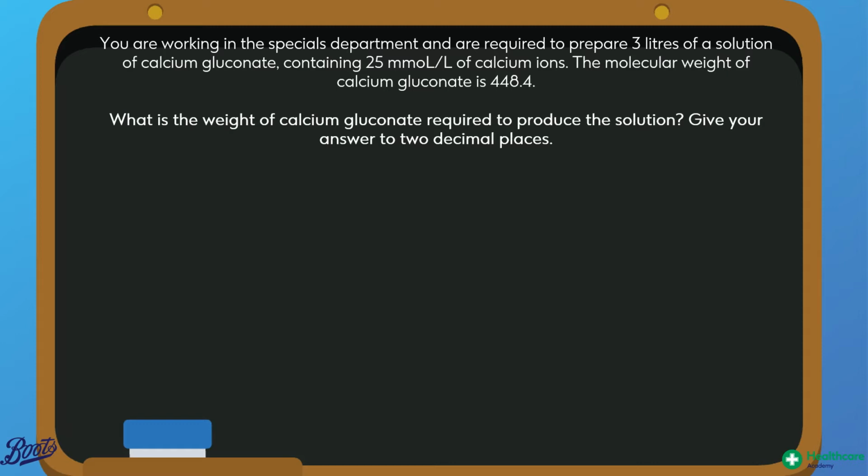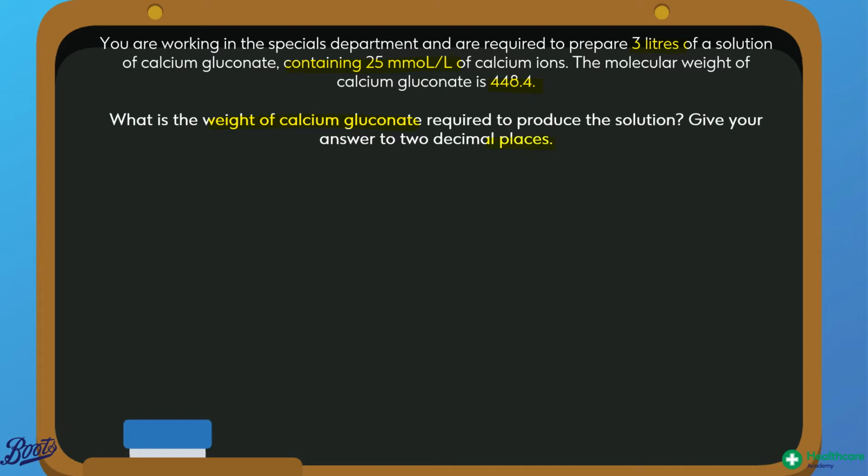So the parts of the question that we are going to highlight are 3 litres of solution containing 25 millimoles per litre of calcium ions, the molecular weight, which is 448.4, and the question is asking us what the weight of the calcium gluconate is required to prepare the solution. And this answer needs to be given to 2 decimal places.